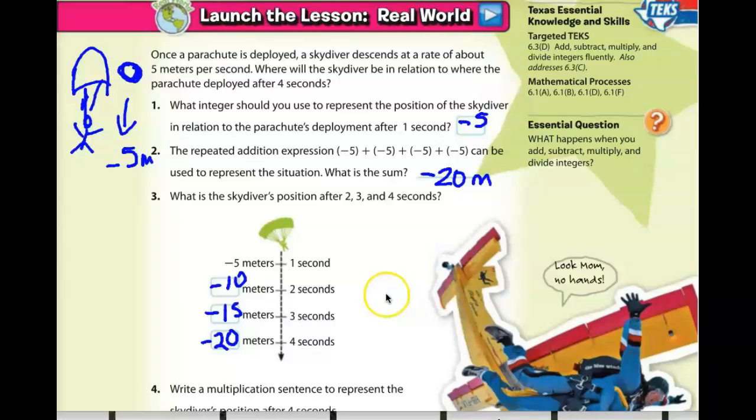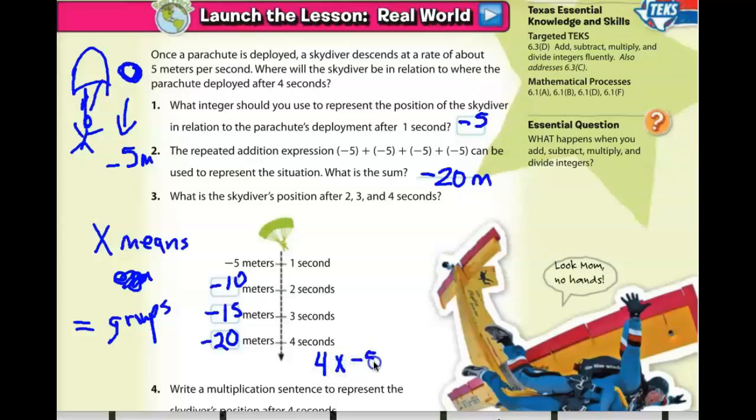Okay, so the next thing it's going to ask you is to write a multiplication sentence that represents the skydiver after 4 seconds. So remember that the multiplication symbol actually means equal groups of, and that's something we learned in 3rd grade, but after a while we kind of forget that. So it means equal groups of. All right, so what is that going to be? Go ahead and write that multiplication expression. That's right, it's going to be 4 groups of -5, and the answer is going to be -20.